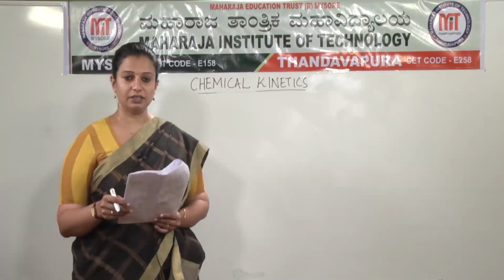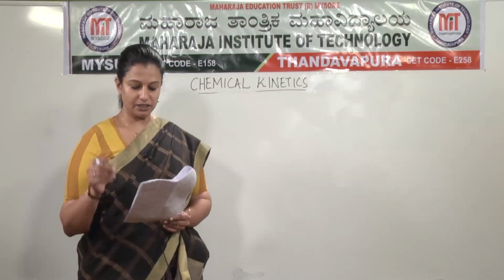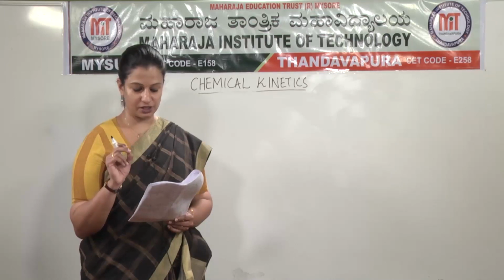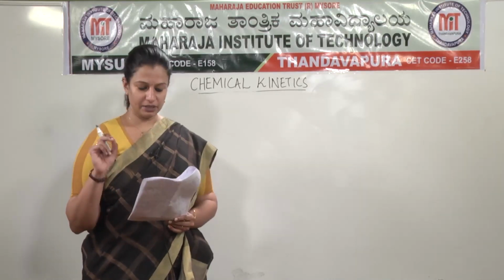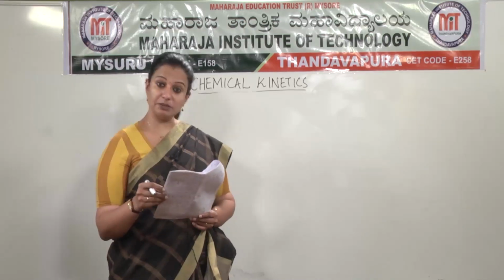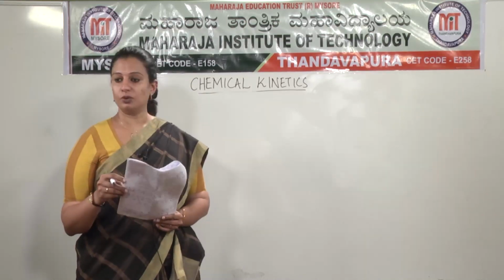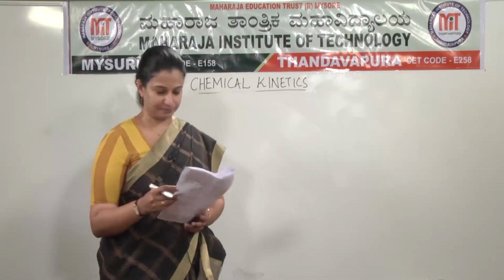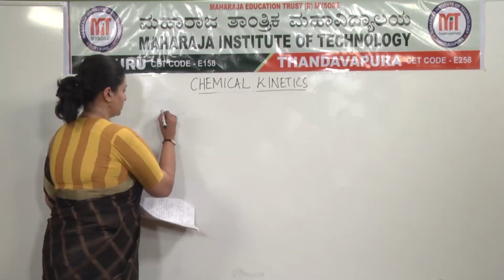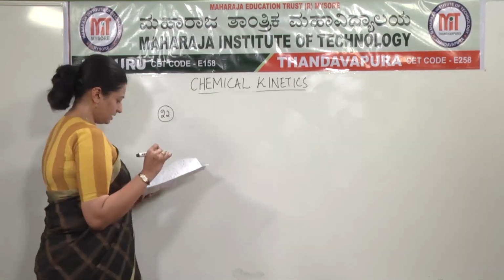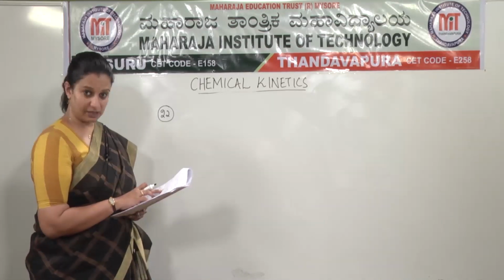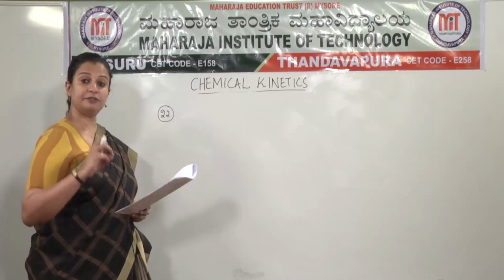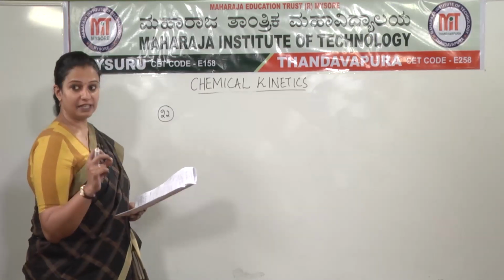Question number 22. For the reaction A plus B giving C, it is found that doubling the concentration of A increases the rate by 4 times and doubling the concentration of B doubles the reaction rate. What is the overall order of the reaction? So question number 22, it's given that the rate doubles when the concentration of B is doubled, but the rate becomes 4 times when the concentration of A is doubled.